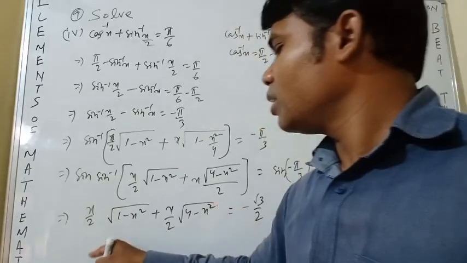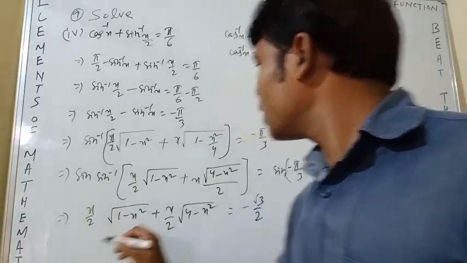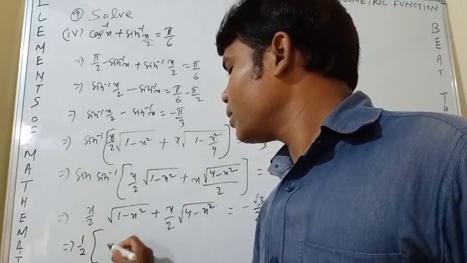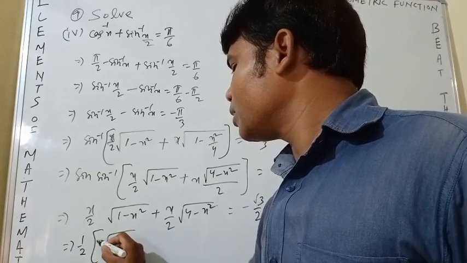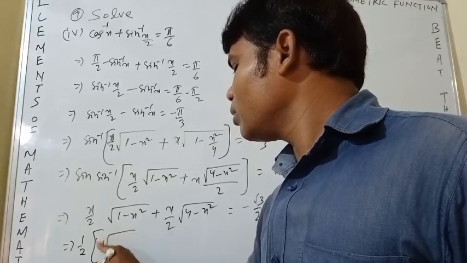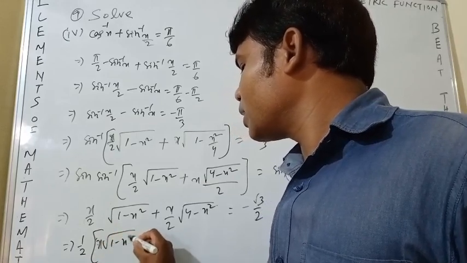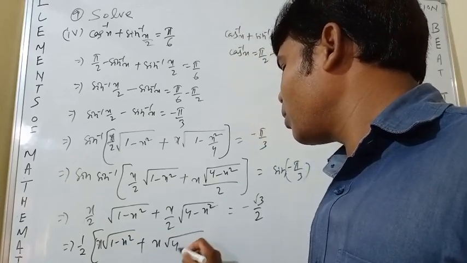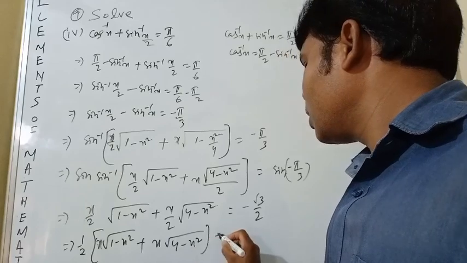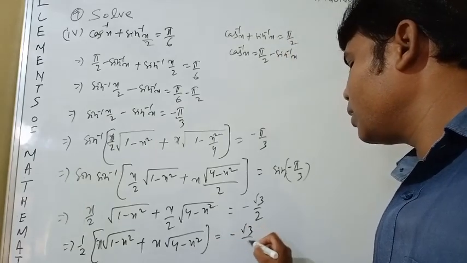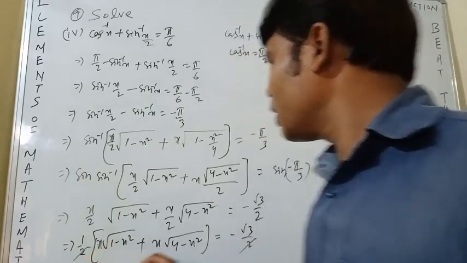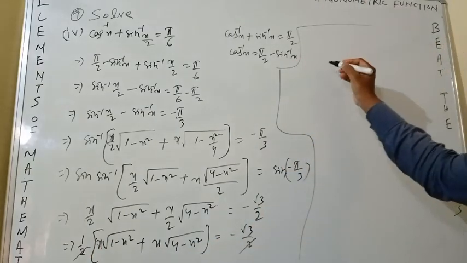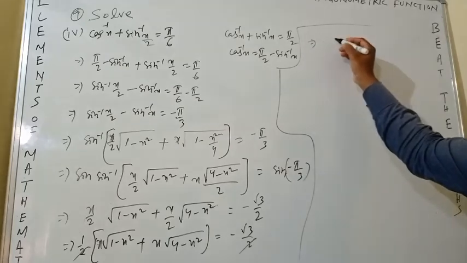Then taking common half, x into root over 1 minus x square plus x into root over 4 minus x square is equal to minus root 3 by 2. 2 will cancel out.